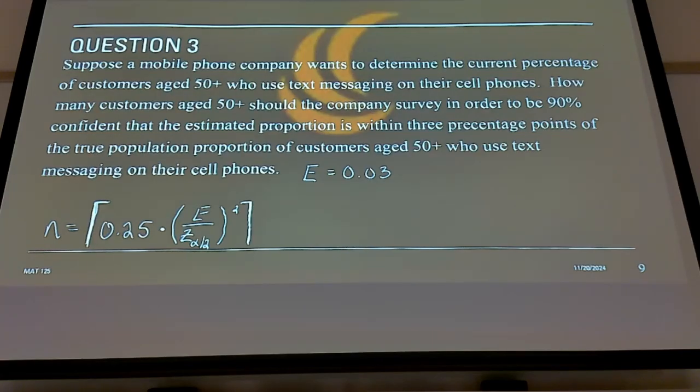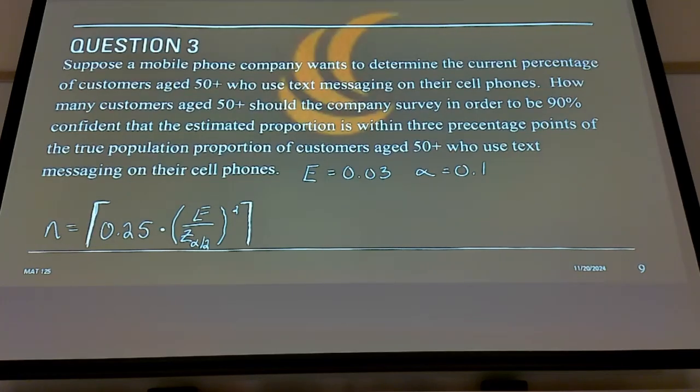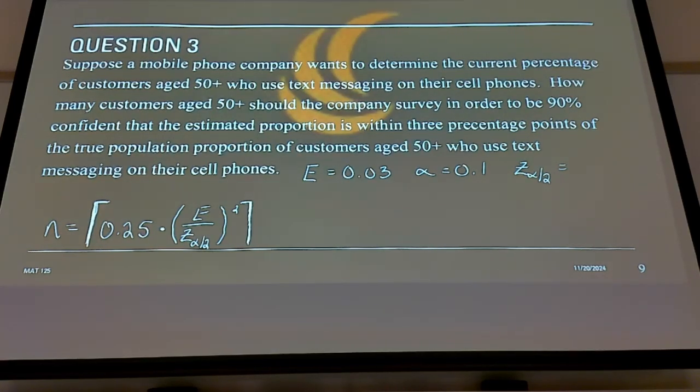I think you gave me the alpha. Yeah, 0.1. That is our alpha. Why? Because they said we want a 90% confidence. Then what is our critical value? The 90%. That's confidence. What's the critical value for that? 1.645. That's everything we need.